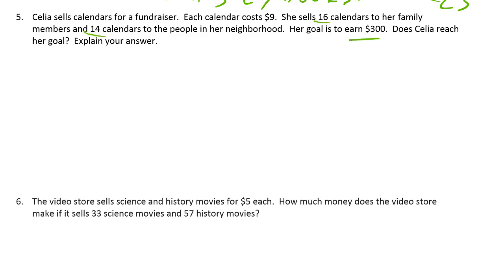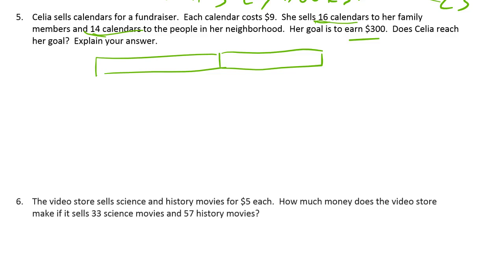That was her goal. Now, to draw the picture, I could draw a big piece of tape with 16 nines in it for her family members, and add on to it another 14 nines for the people in her neighborhood. But that's just ridiculous. I'm not going to draw that. So instead, I'm going to draw a tape diagram for this is family, and this is her neighbors. 16 family and 14 to the neighbors, and we need to find the total calendars.